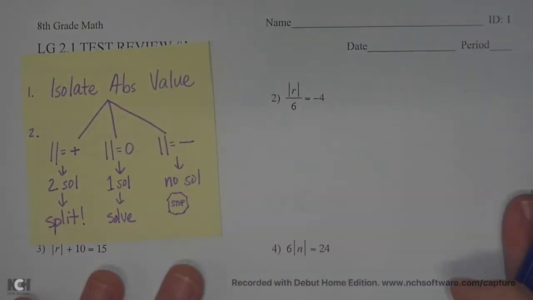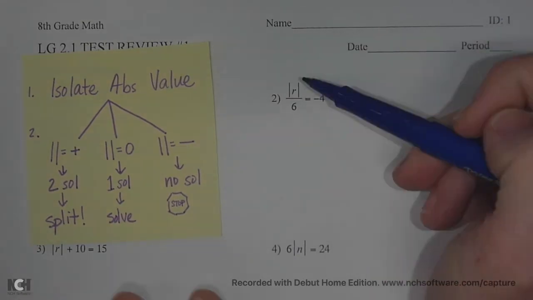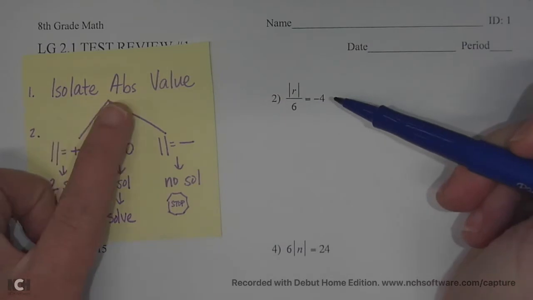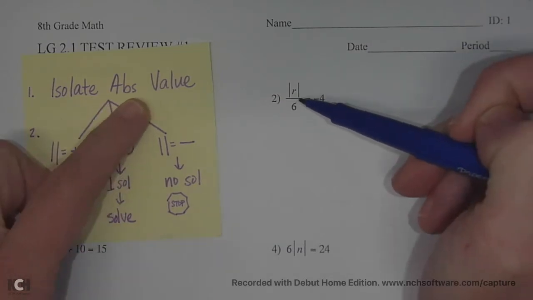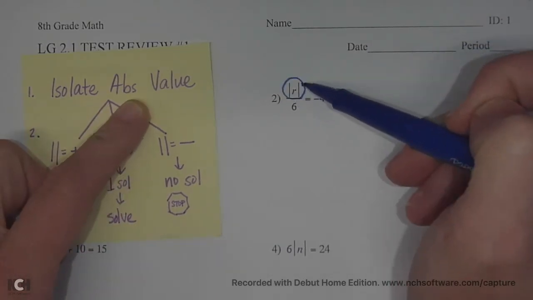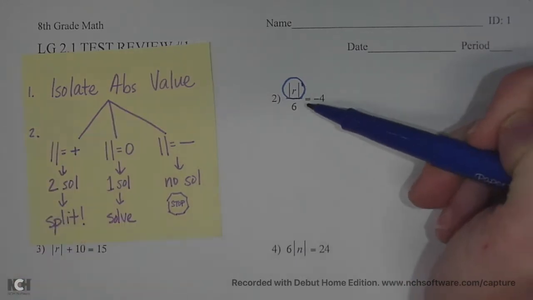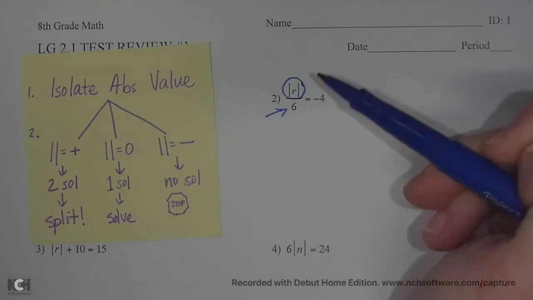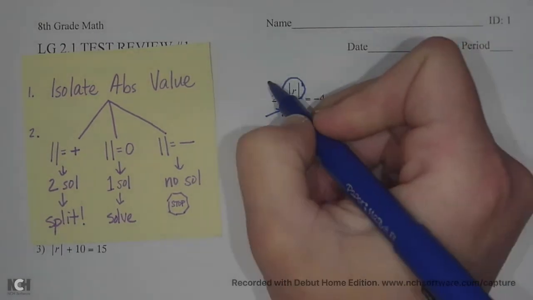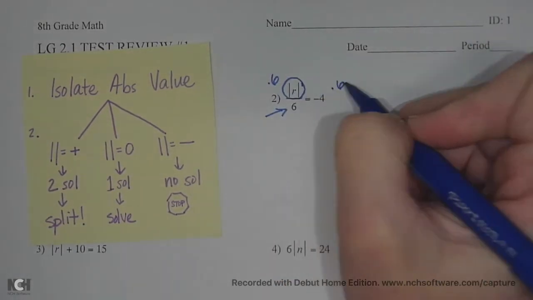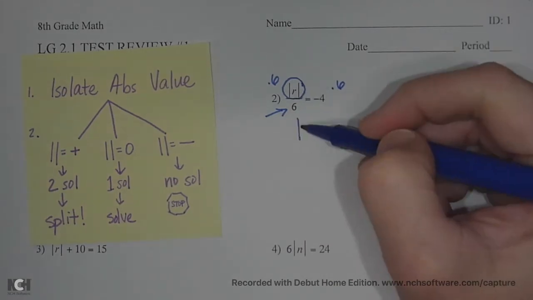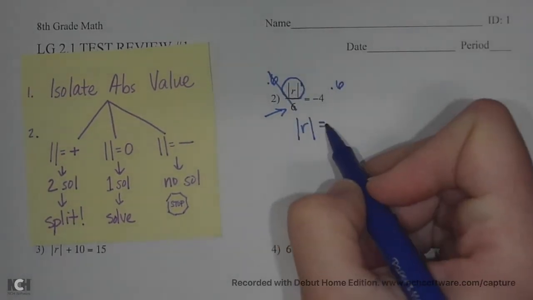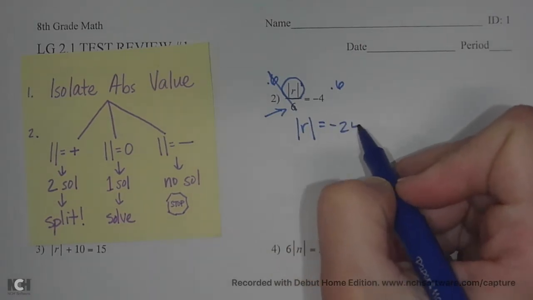All right, let's try this. So absolute value of r over 6 equals negative 4. So question 1, is the absolute value already isolated here? And again, this is the absolute value part. It is not isolated because that 6 is over here keeping it company. We need to get rid of that 6. We're going to get rid of it by multiplying by 6 on both sides. When you do that, you're left with the absolute value of r on the left, because that has canceled out, equals negative 24 on the right.